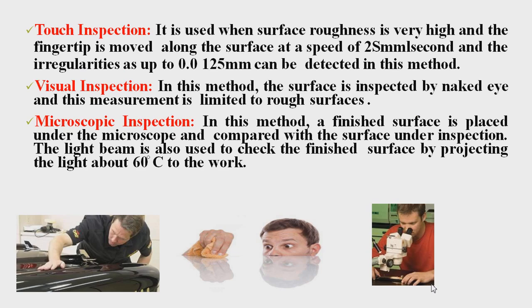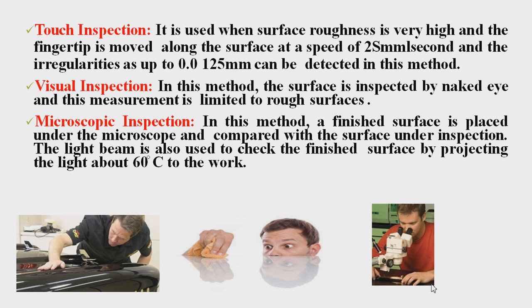Now first of all, touch inspection. It is used when the surface roughness is very high, and the fingertip is moved on the surface at a speed of 2 square meter per millisecond, and irregularity up to 0.0125 millimeter can be detected in this method. In visual inspection, the surface is inspected by naked eye, and the method is limited to rough surfaces.